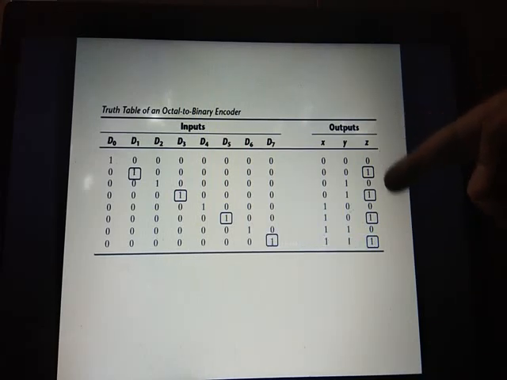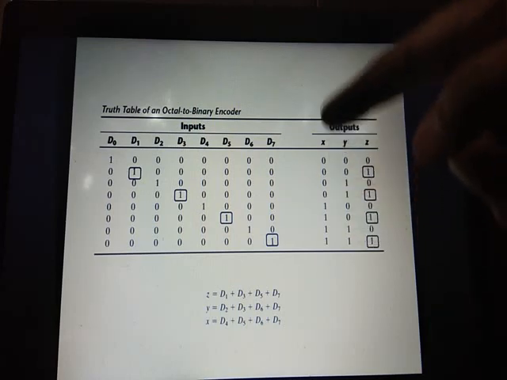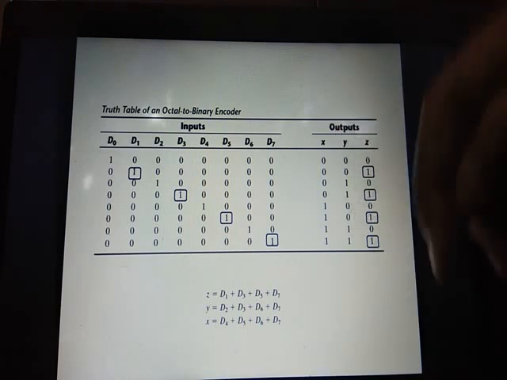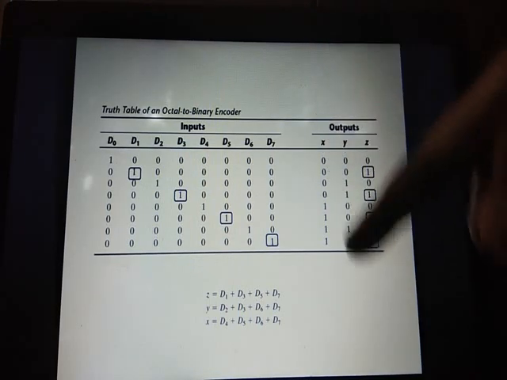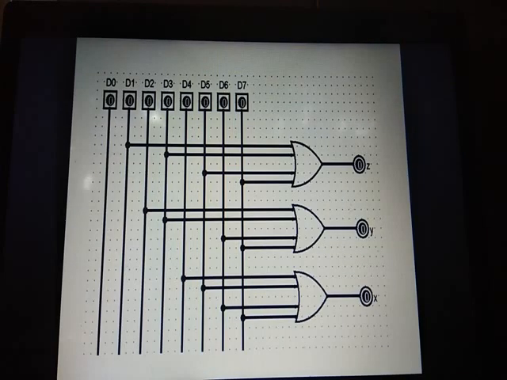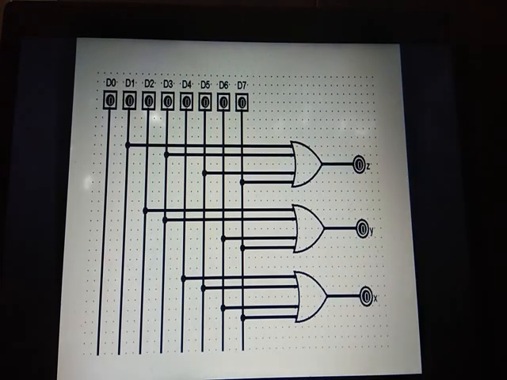So combining all these 4 values, we are going to use a formula, that is Z is equal to D1 plus D3 plus D5 plus D7. Similarly, Y is going to have D2 plus D3 plus D6 plus D7, and X is equal to D4 plus D5 plus D6 plus D7. This is the encoder, and we are going to use this same in the circuit diagram. Here are the inputs and here are the outputs. We have used the OR gate here because there is a plus. This is encoder.